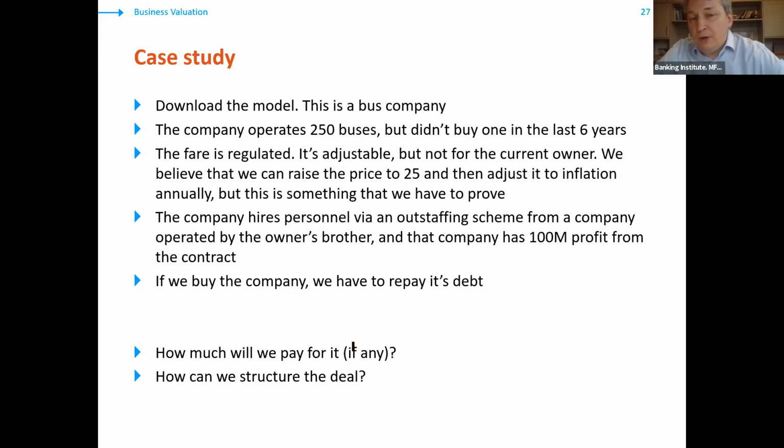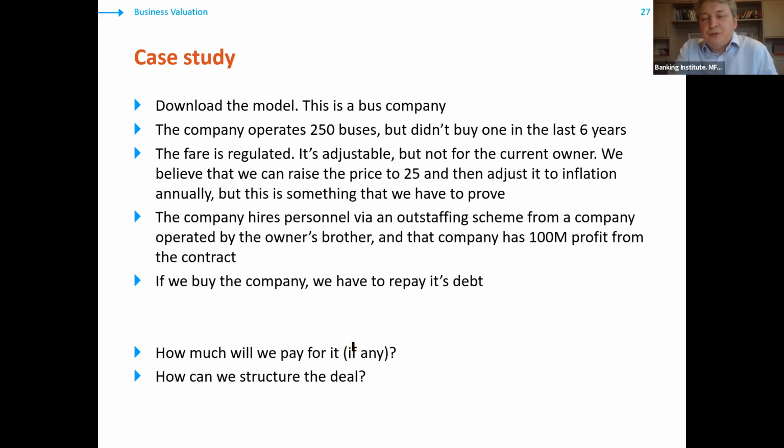This company operates 250 buses, and last year, it was, or it wasn't, but at least there were negotiations about buying this company. And the background for this company is the following: the owner of the company has a conflict with the regional government, and because of that, they didn't allow him to raise the fare. So bus tickets are very cheap in this city. That's good for the residents, but that's not good for the company. And this is the main problem for the company.